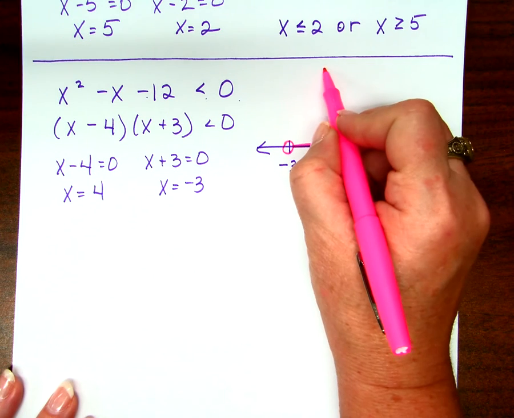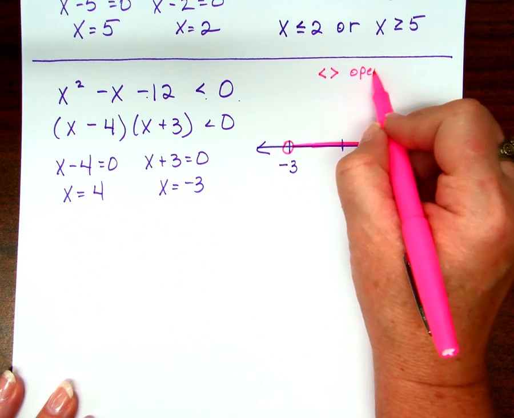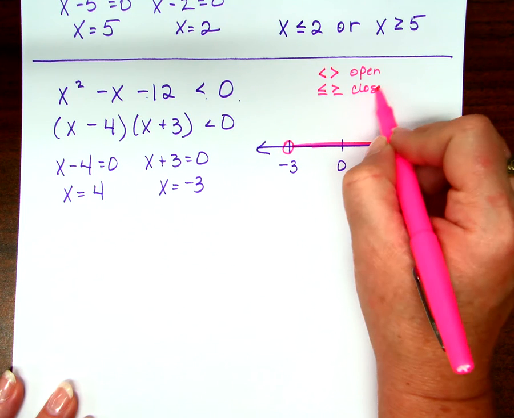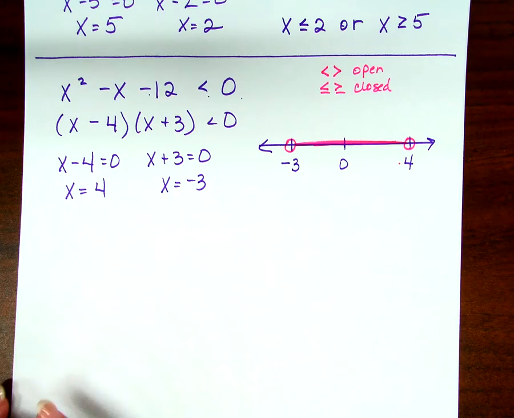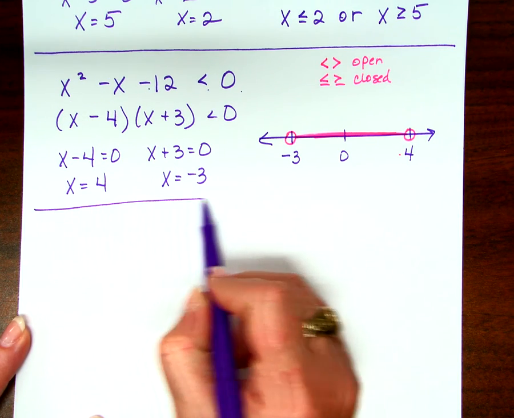Remember, let's write ourselves a little note. Less than or greater than is open. Less than or equal, greater than or equal is closed or filled in. You okay with that? Any questions on graphing quadratic inequalities in one variable? Okay.